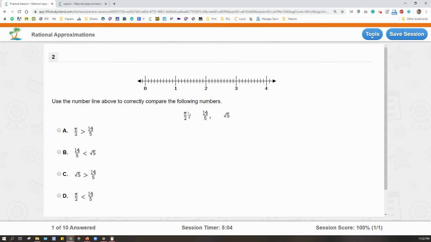So on the number line, pi divided by 2 is less than the square root of 5, which is less than 14 fifths. So which one of those says one of the things that we just discovered?